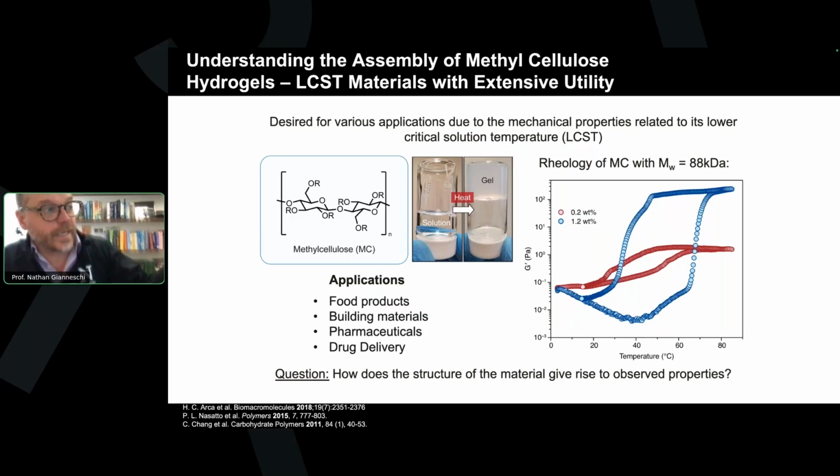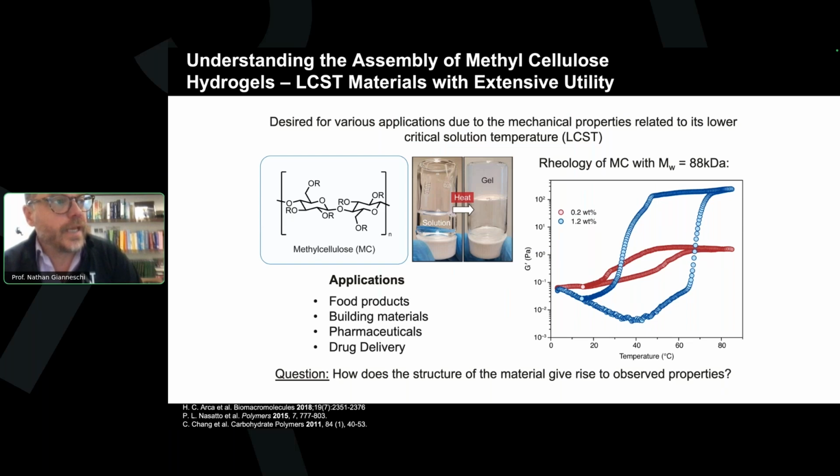This particular form, methyl cellulose, is also a commodity kind of material used in all kinds of food products, building materials, pharmaceuticals, and drug delivery. And so it has some broad utility and interest. It's sort of a classical kind of material, if you like. The LCST, of course, is manifest in this case as the desolvation of that backbone.